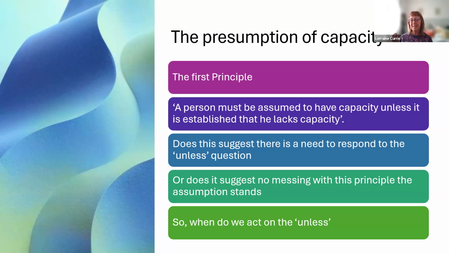So what does that little word, unless, what does it mean? Does it suggest that we always have to carry out an assessment because there's this unless question? Yes, you do have an assumption of capacity unless there's an assessment that rebuts that. And it has to be strong enough to rebut that presumption. Or does it suggest, no, you can never mess with this principle because the assumption stands? So there's a question about when we act on that little word that says you assume capacity unless there's an assessment in a way that establishes they lack capacity. So when and how is it established? When do we need to query this very strong presumption in law?